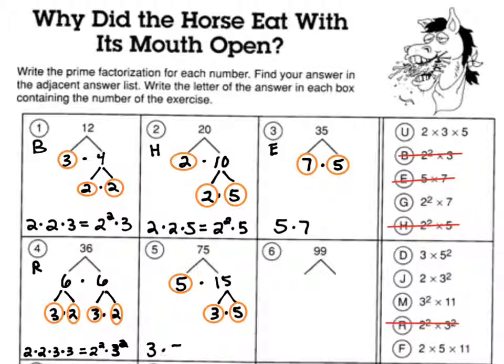We pick our fruit. Then we shrink it. Well, let's just double check. 3 times 5 is 15 times 5 is 75. So we're good. That's going to be the letter D.